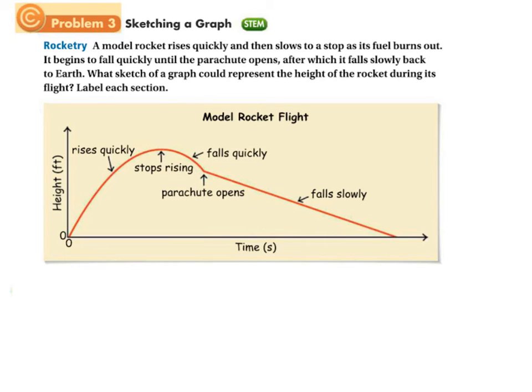But then here the chute opens and then it begins to fall slowly to Earth until it reaches a height of 0, meaning it's back to the Earth. And the situation's over, okay? Notice they've labeled each spot.